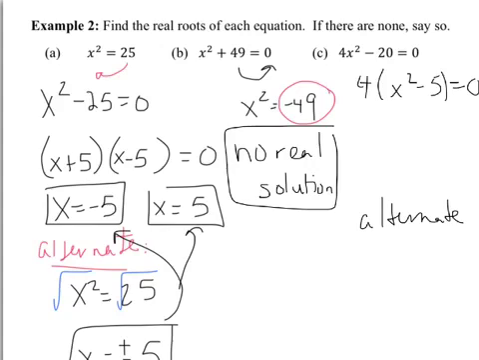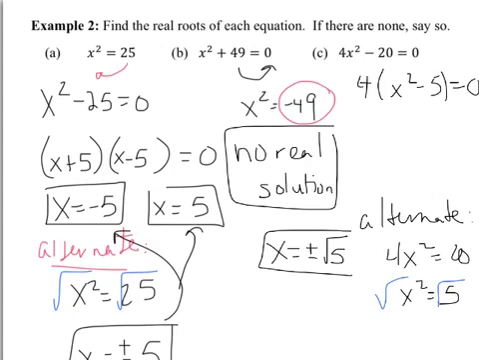And if we do that, for this alternate solution, let's move the 20 over. We'll get 4x squared equals 20. Divide by 4, giving us x squared equals 5. And then we have to take the square root of both sides. So the answer for x is simply going to be radical 5, but we have to remember it's plus or minus radical 5. So that's what our solution is going to be via this alternate method.